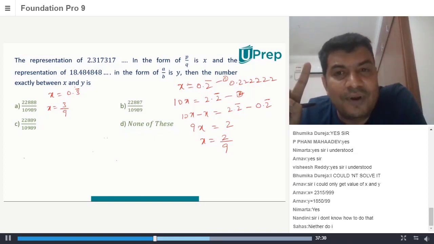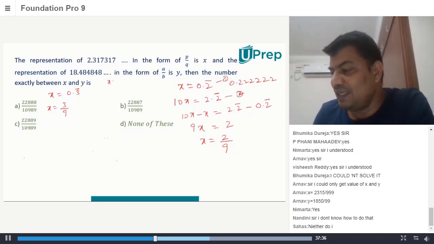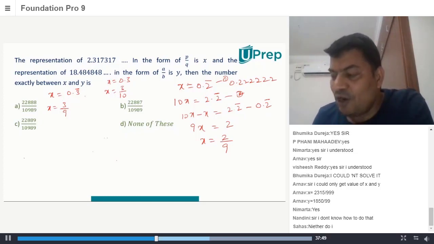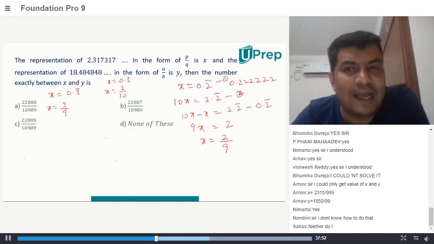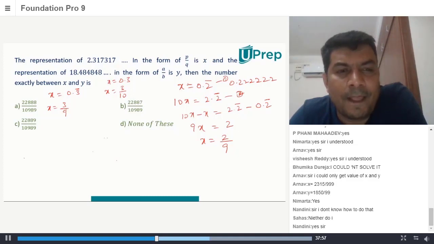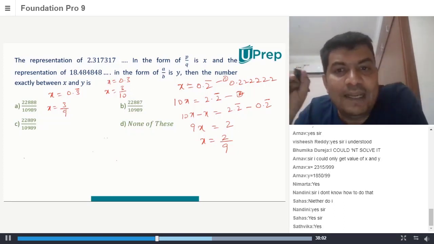In your basic schooling, you learned this: if you have x is equal to 0.3, you say x is nothing but 3 by 10. You put 10 because if you remove the point, you can put 10 in the denominator. But in case of 0.3 bar, you cannot put 10. It becomes 9 there. Do you understand what's happening, Nandini? Sahas, quickly mention if you are understanding. Very good. Therefore, whenever we have 0.3 bar, we say 3 by 9.